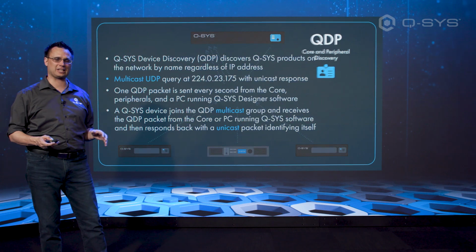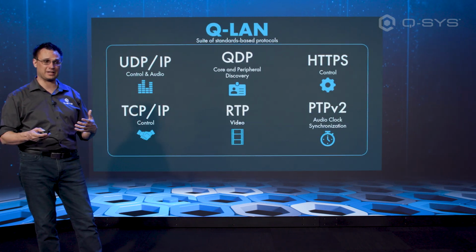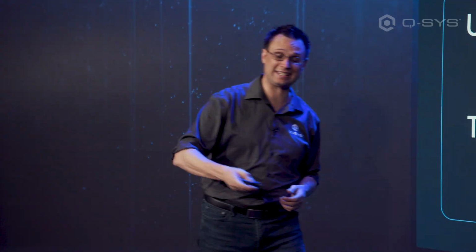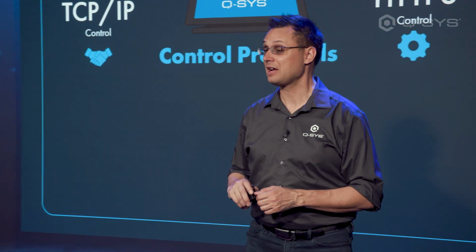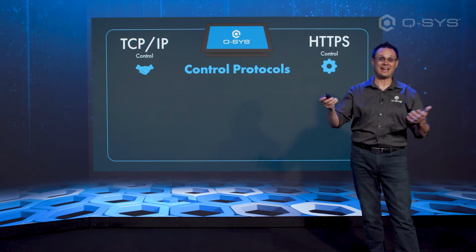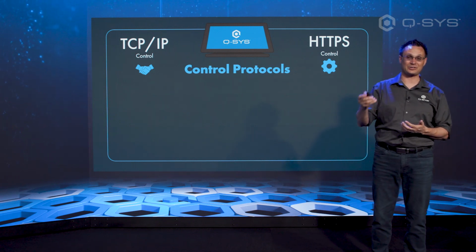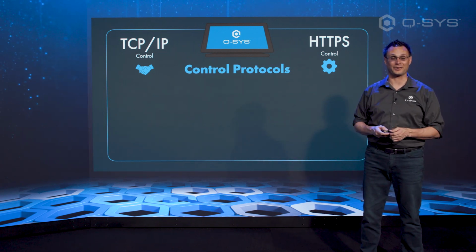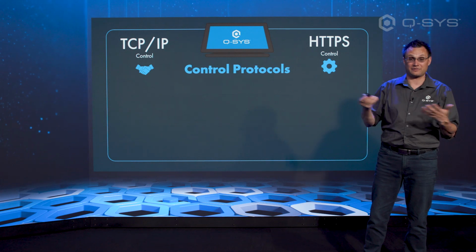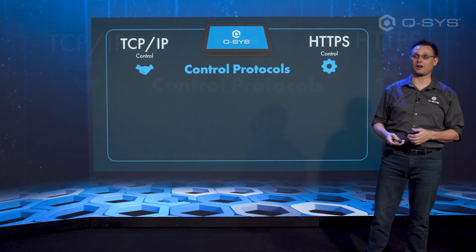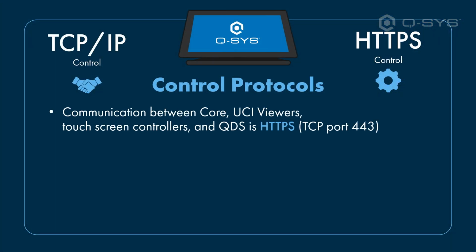Let's go back and take a look at some of the other protocols that we use, something like the control protocols. We talked about using TCP for control protocols, but we also use HTTPS for control protocols. The HTTPS, you've seen that at the top of every website you've ever gone to, right? This is a known, reliable method that two devices can use to communicate back and forth. And we use that between devices as well. When the core wants to talk to control devices, whether it's a UCI view or a touchscreen controller, that may be taking place via HTTPS. And that takes place on TCP port 443.